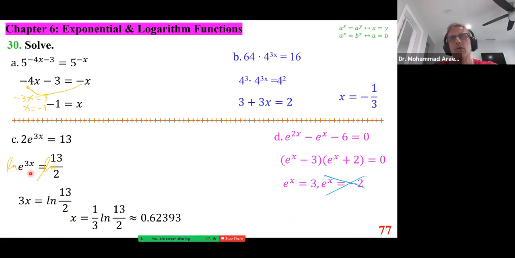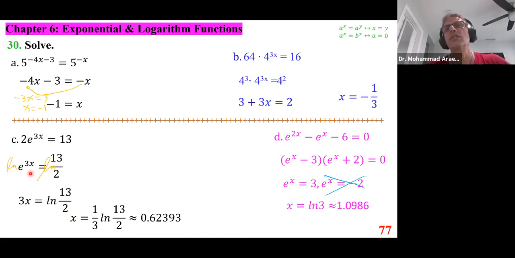Take a natural log of both sides. If I take a ln of the left side, I get x, and the right side is ln 3. Again, precise answer is ln 3. Rough estimate of 1.0986.